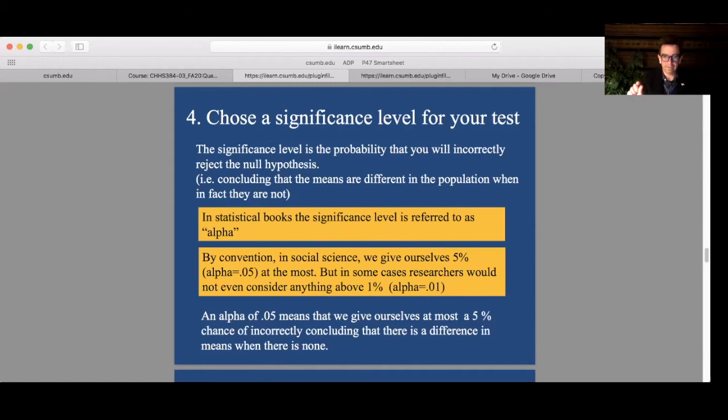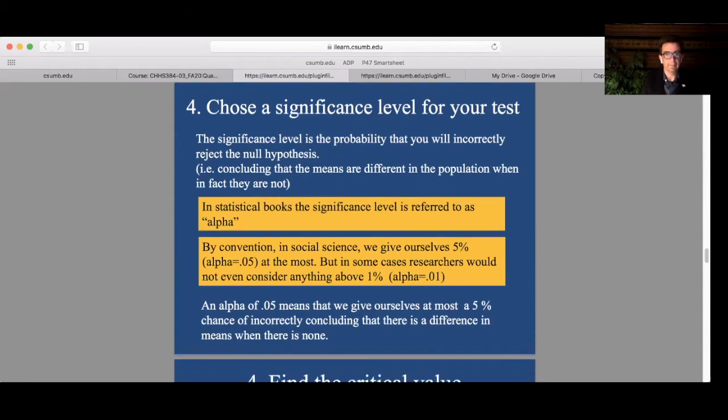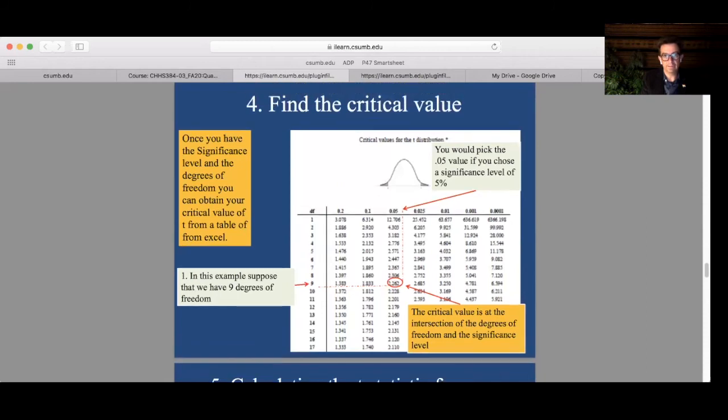So this significance level, this alpha, means that we're giving ourselves at most a 5% chance of incorrectly rejecting the null. Okay, all right. And this is pretty much what we're doing, right? This is what a t-distribution looks like, and we say, hey, we're going to look at 5% in the tails, right?